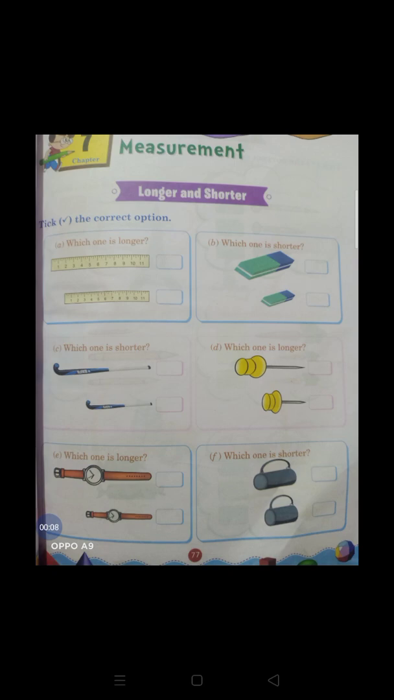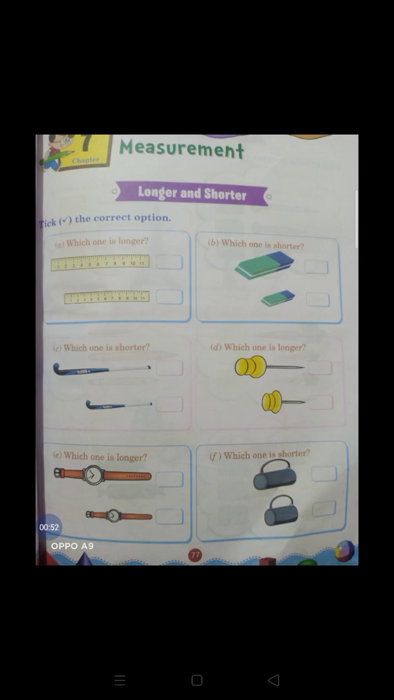Everyone take your maths workbook and open page number 77. Here we have to learn some concepts regarding measurement. First we are going to find which is longer and shorter. The word longer starts with the letter L, and the word shorter starts with the letter S. Let us start our session.